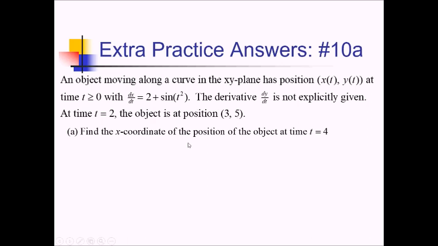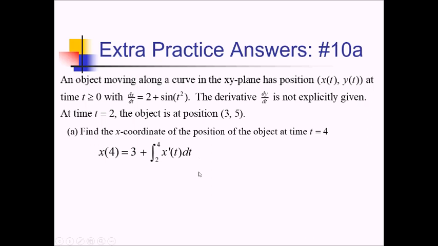So based off all that, our first task is to find the x-coordinate of the position of the object at time 4. Well, we know the position at time 2. We know the x value of the position. It's 3. So to find the position at time 4, x of 4, I need to take my initial position of 3 for x, and I need to add to that the integral from 2 to 4 of this dx over dt function, or x prime of t, you could call it, either way.